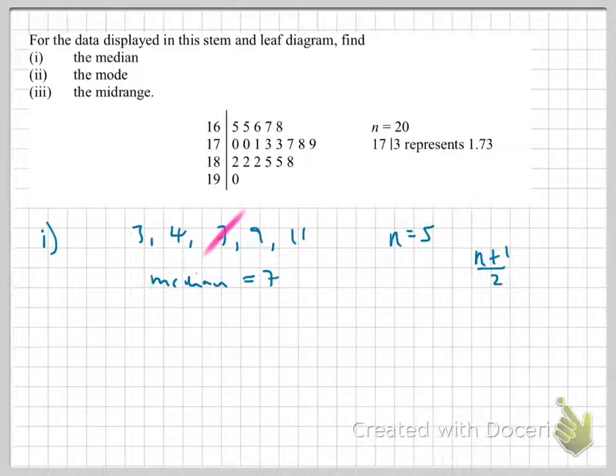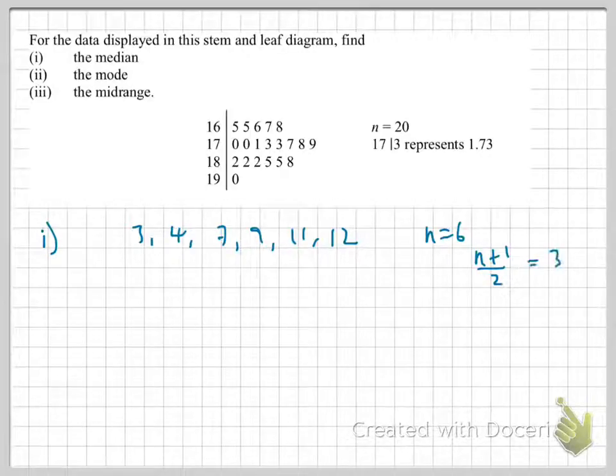But say now we add a number. So say I've got, let me just get rid of that, 7. Okay, and say we now add a number to this. Let's add 12. Now when I do n plus 1 over 2, here n equals 6. 6 plus 1 is 7. 7 divided by 2, I get 3.5.